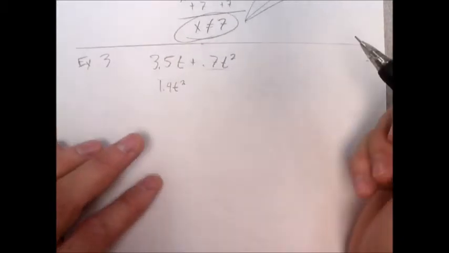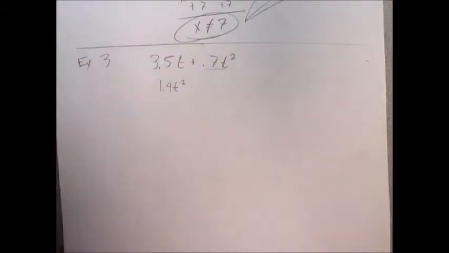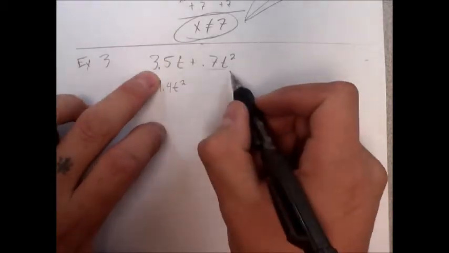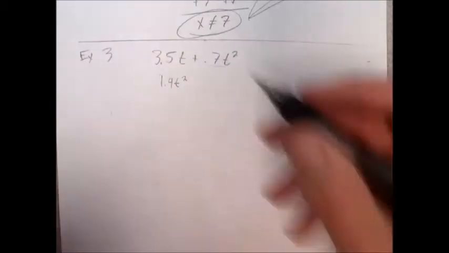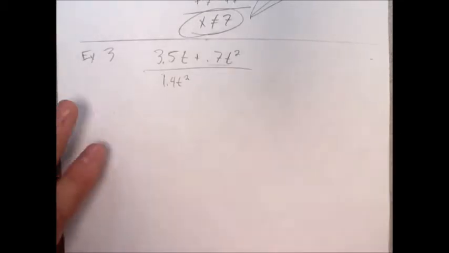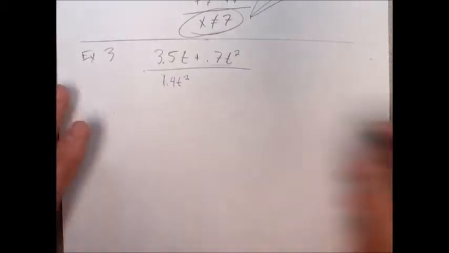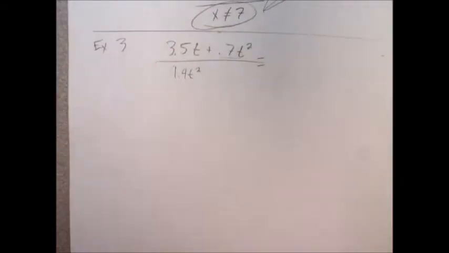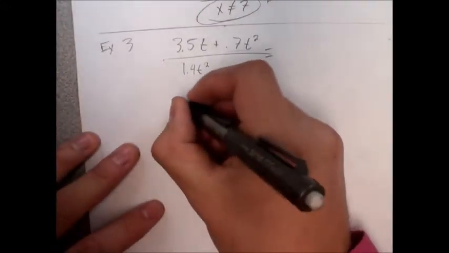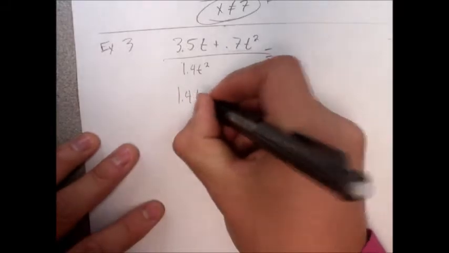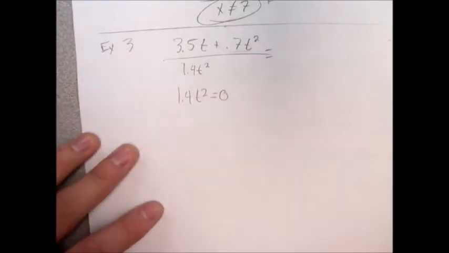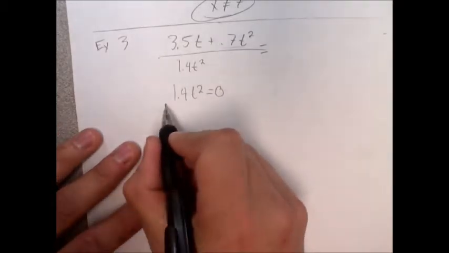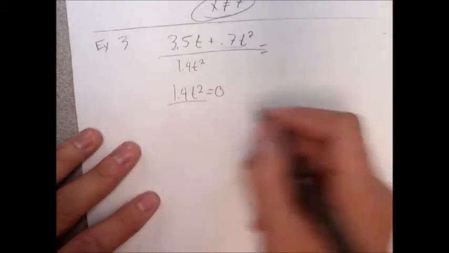Okay? So what they want us to do is to simplify the expression of 3.5t plus 0.7t squared over 1.4t squared. So let's do it. First of all, let's see if we can identify our excluded values. Okay? So I want to take 1.4t squared and set it equal to 0. What is it not allowed to be equal to, right? So first, I need to get rid of 1.4, which is multiplication. So I divide by 1.4.